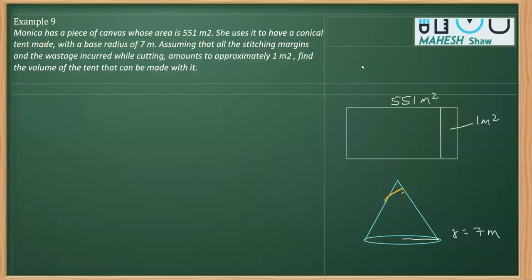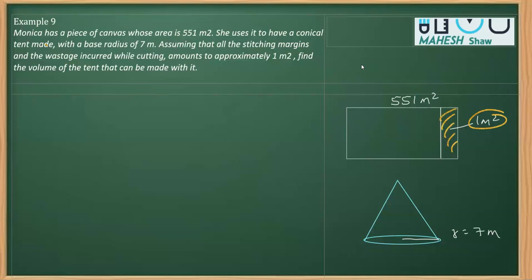And you can see that only the curved surface area of the tent is used in making it, where the cloth is used, and whose radius is also given as 7 meters. Now, as we read the question further, it says that assuming that there are some stitching margins incurred while stitching it, so we say it's a wastage in stitching margin, which is approximately 1 meter square. So that means out of 551 meters square, some 1 meter square, that means this area is wasted.